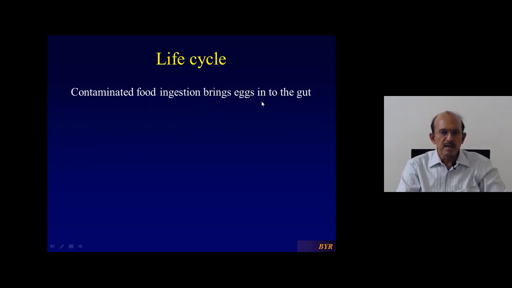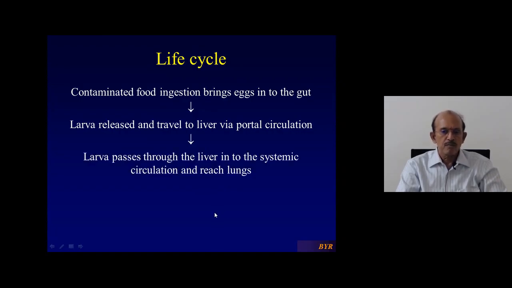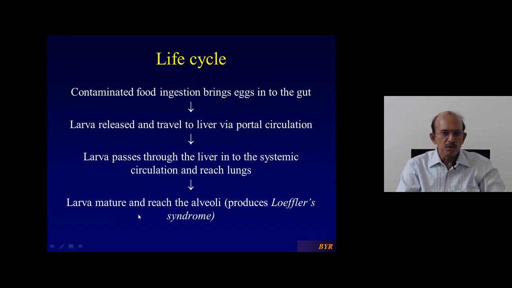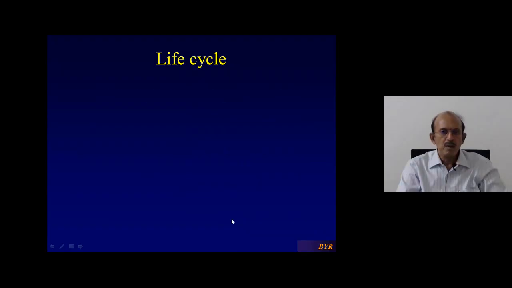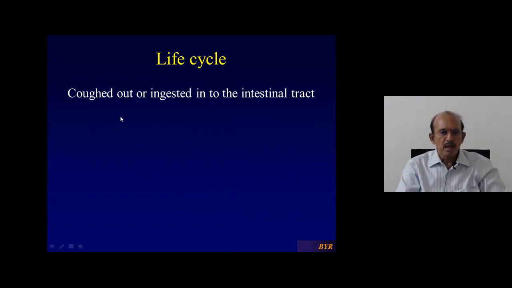Contaminated food ingestion brings eggs into the gut. Larvae are released and travel to the liver via portal circulation. The larva passes through the liver into the systemic circulation and reaches the lungs. Larvae mature and reach the alveoli and can produce Loeffler syndrome. They are coughed out or ingested into the intestinal tract again.